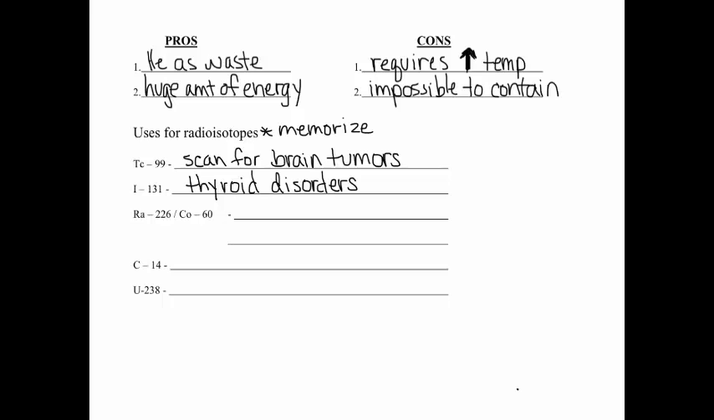Radium-226 and cobalt-60 actually have two uses. Sometimes it's used for cancer therapy. It's used for radiation. When you hear about somebody getting radiation therapy, that's what they're using. And sometimes they use it to kill bacteria and yeast and insect eggs and things like that in food. So if you hear about food being irradiated, this is what they're using to do that.